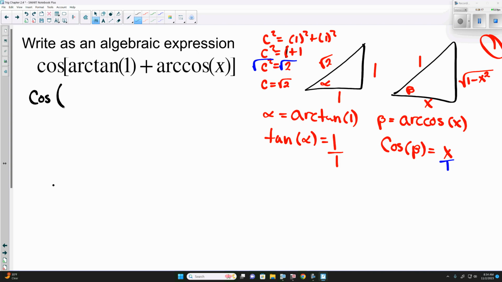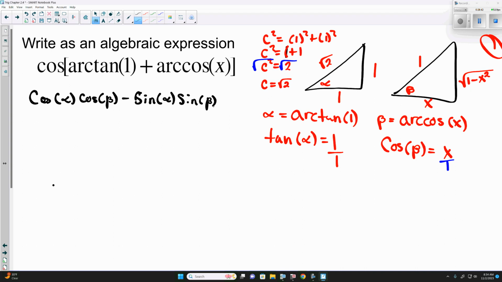And with it being a sum formula, try writing that again. Because our sum formula is cosine of alpha cosine beta minus sine alpha sine beta. This is the form that we have.